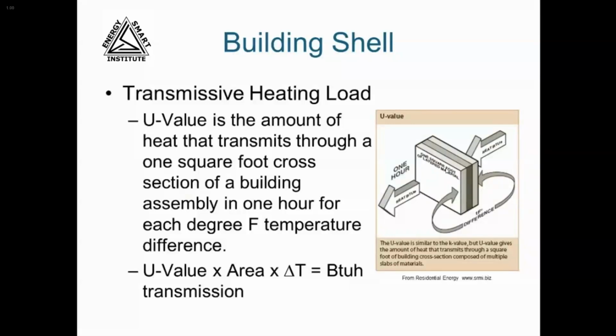So if we have the thermal conductance and we know the temperature we're shooting for versus the temperature we wish to maintain within the structure, then we just need to know the area of the wall and we can calculate that wall's heat load. The heat load calculation is UA delta T. The U value of the wall times the area of the wall times the change in temperature from one side to the other. The answer will be in BTUs per hour.